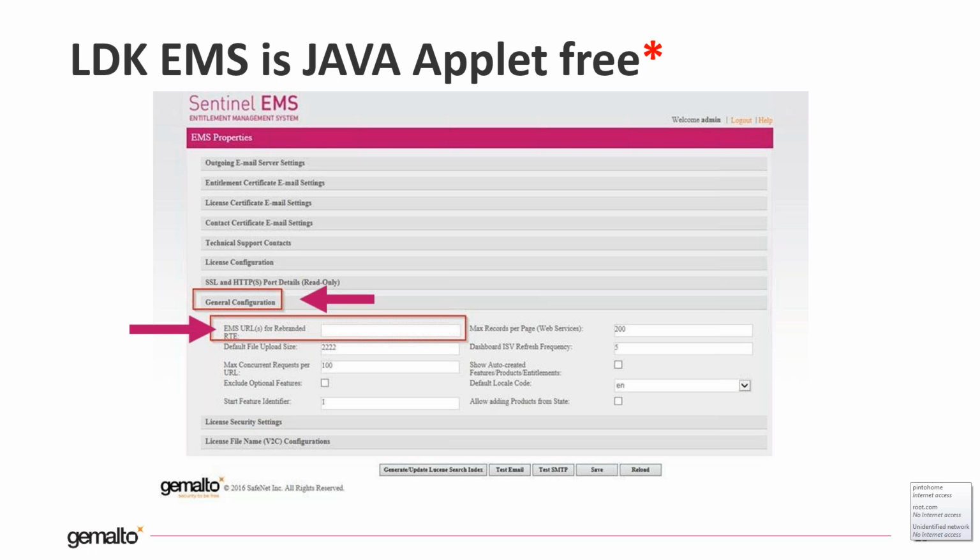So I'm going to show you a demo of the Java Applet-free feature. I'm going to use my Chrome browser and show you EMS. I'm going to do some things like checking in or activating. So you see that now there's no need for a Java applet to run. This all runs without Java applets.